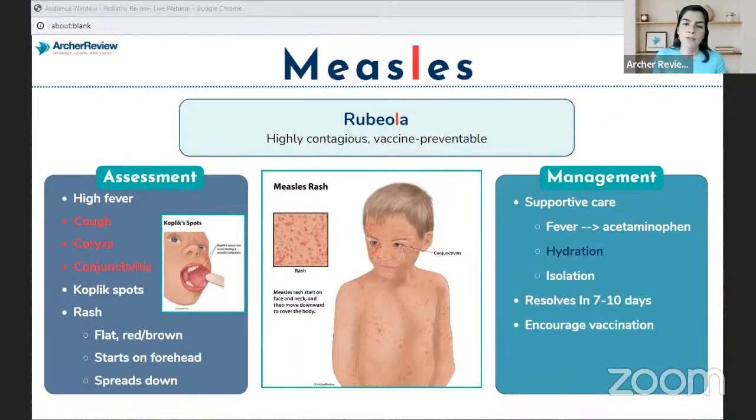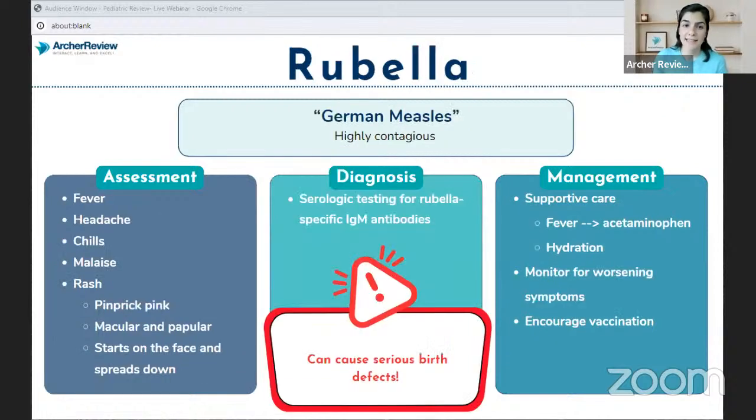And then what's the management for this patient? Hydration, and then making sure that they're isolated so they're not spreading it to others in the community. And then once their symptoms are resolved, then they can go back to school and come out of isolation. But helping keep these patients hydrated, and also using Tylenol for pain control is going to be important. But encouraging vaccinations, a key takeaway for this series when we're talking about measles, mumps, rubella, varicella.